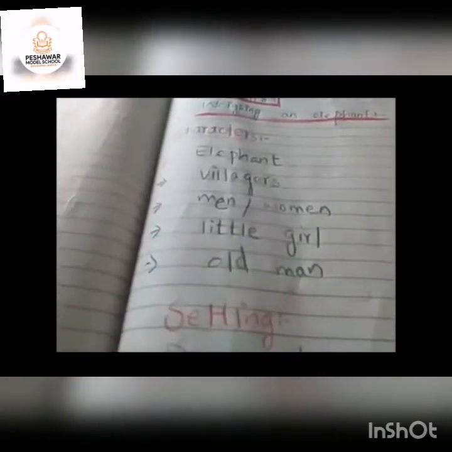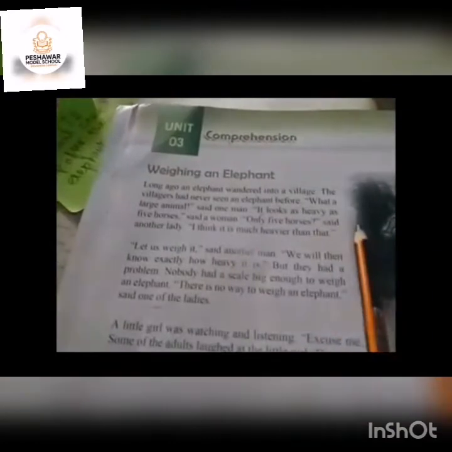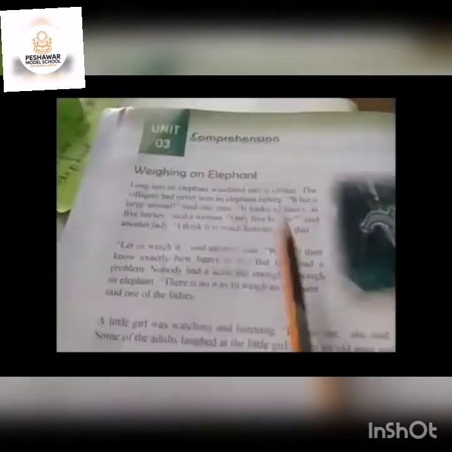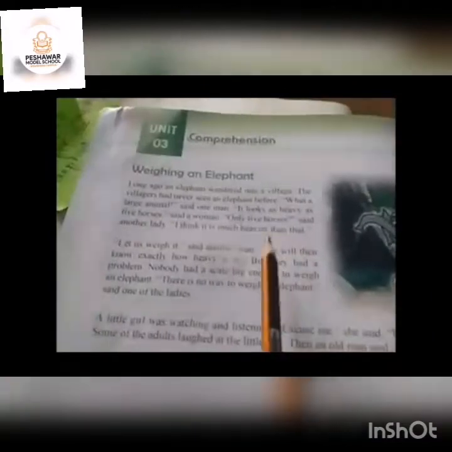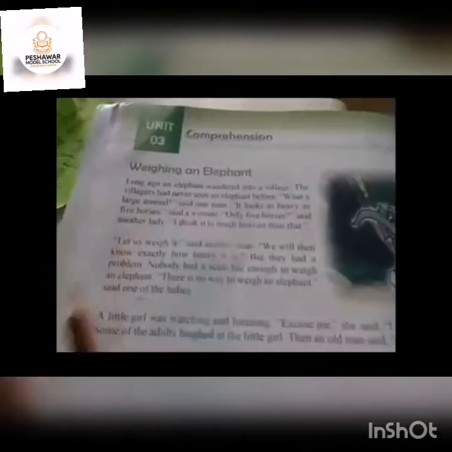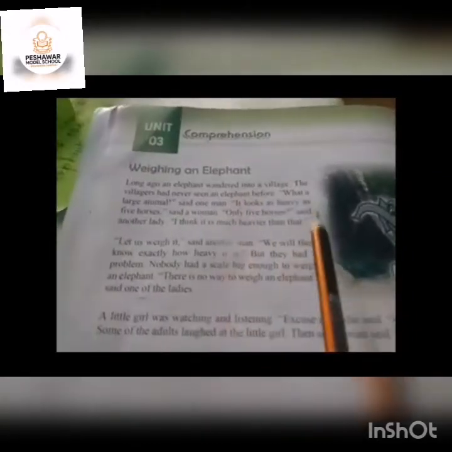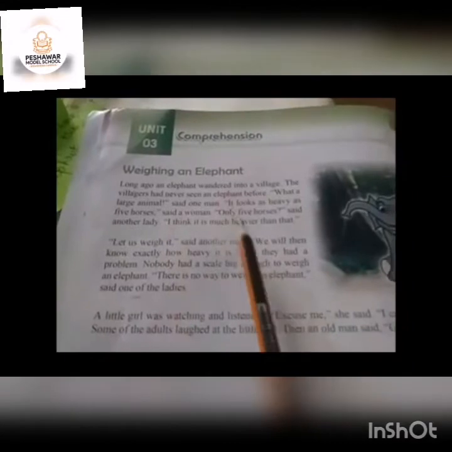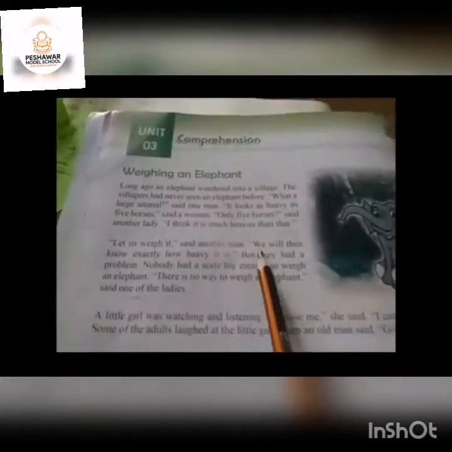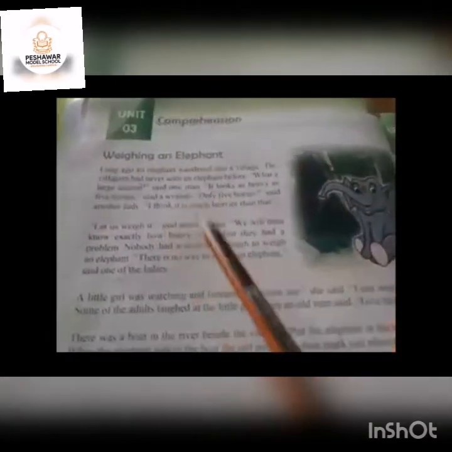Students, the summary of the chapter, the story of the chapter, is like this. Once, in a village, an elephant came wandering. The villagers had never seen an elephant before. When they saw that huge animal, they said to each other, what a big animal. One of the women said that it looks as heavy as 5 horses. Another woman said no, it seems heavier than 5 horses, because it is a huge animal.